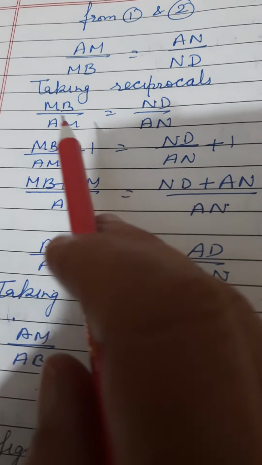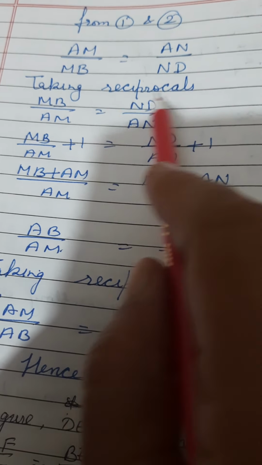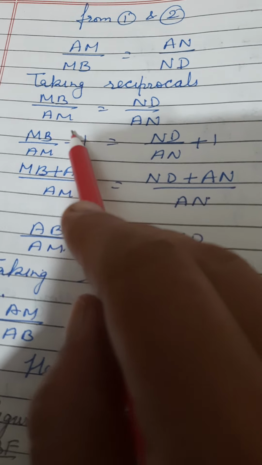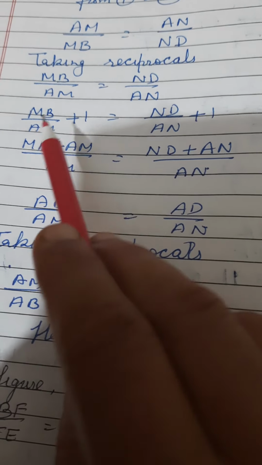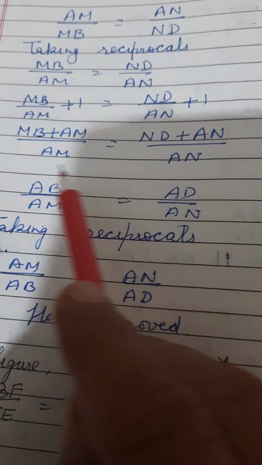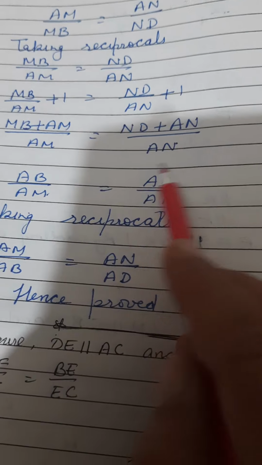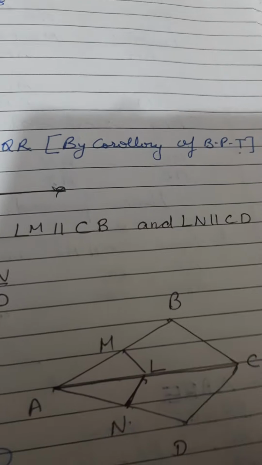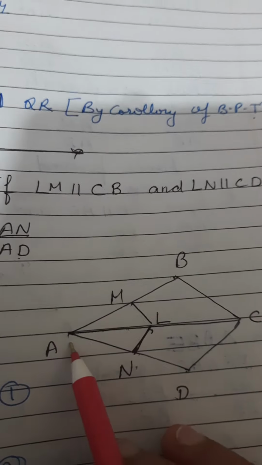After this, see here we have got AM by MB is equal to AN by ND. Now we take the reciprocals. We get MB by AM equal to ND by AN. Adding 1 on both sides, we get MB by AM plus 1 equal to ND by AN plus 1. By taking the LCM, we get (MB plus AM) upon AM is equal to (ND plus AN) upon AN. See here in this figure, MB plus AM is equal to AB, and here ND plus AN is equal to AD.